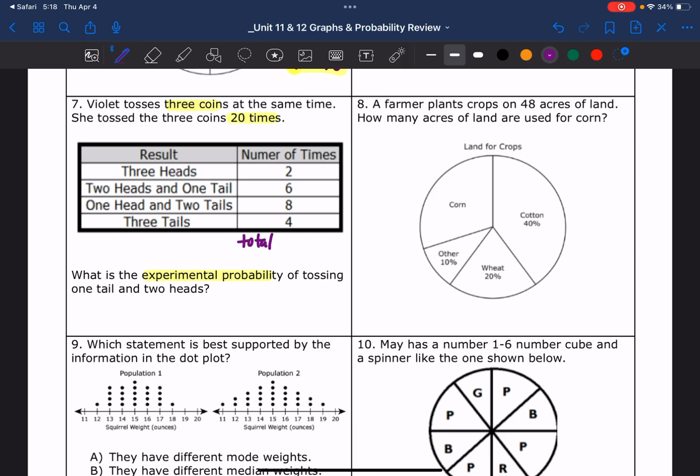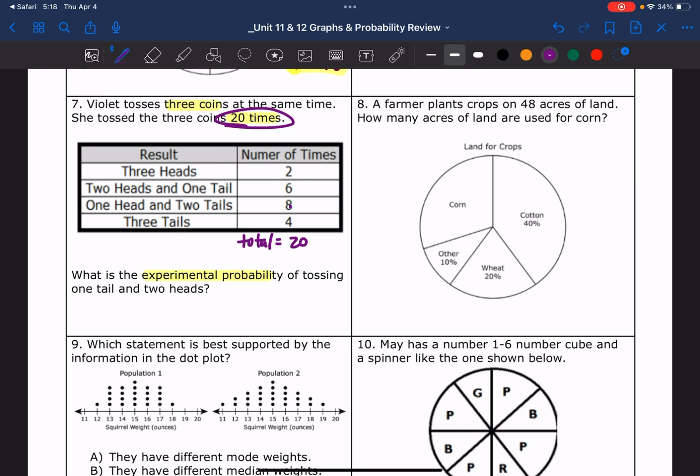Okay? How many times was this done? So here, 6 plus 4 is 10, 18, 19, 20. We also have it right here, okay? So, it's always good to read, but if you didn't, always make sure you count up your total, okay?